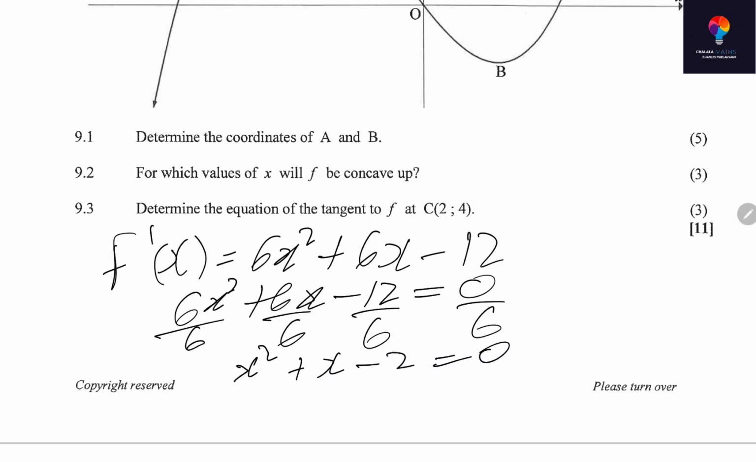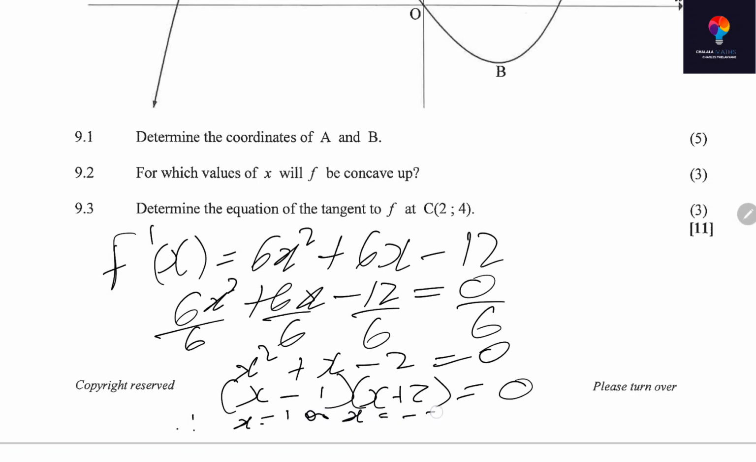Then when we factorize it, we're going to get positive 2 and minus 1, because when you add these 2, they must give you 1, and when you multiply these 2, minus 1, they must give you minus 2. Therefore, our x is going to be positive 1, or x is going to be minus 2.